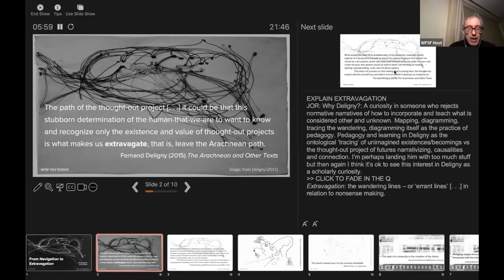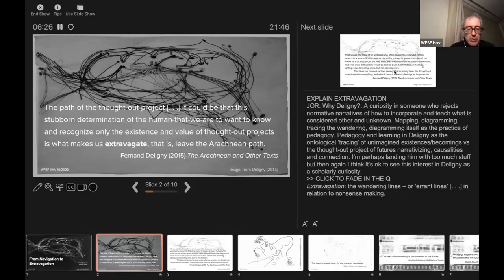And I think in a way perhaps we are, both myself and Jamie, and I don't mind speaking with Jamie, they said he can't be here, but I think we might be landing too much on the plate of Deligny, but what we're interested in is this idea of diagramming of the otherwise as a kind of scholarly curiosity.